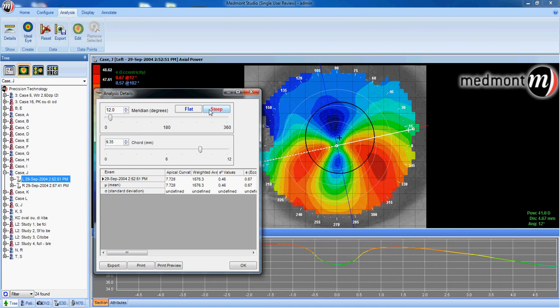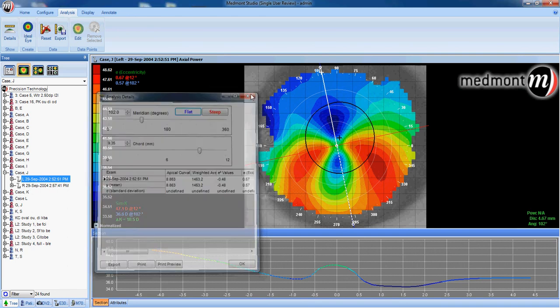flat and steep meridian. We could look at the E squared values, E squared being negative, indicating an oblate shape. So across the flat meridian, this pellucid marginal degeneration eye has an oblate shape across the vertical or the flat meridian. On the steep meridian or the horizontal, the cornea has a positive E squared value, or prolate. Oblate being flattest in the center, steepest toward the periphery. Prolate being steepest in the center, flattest toward the periphery.